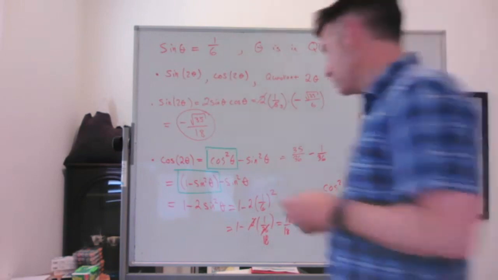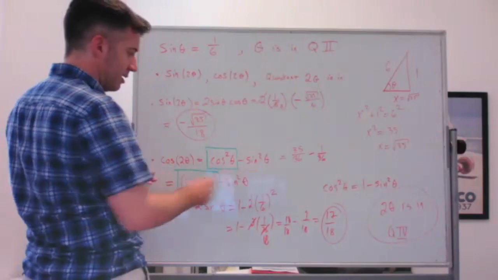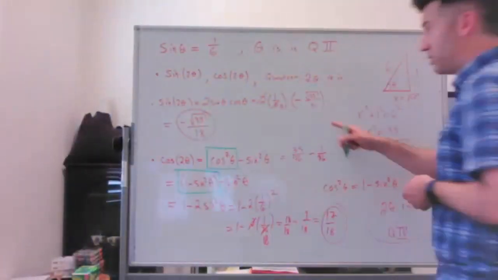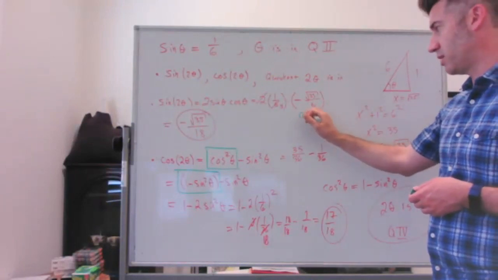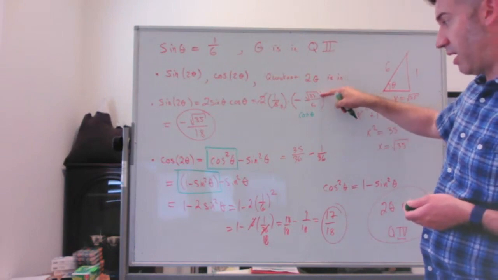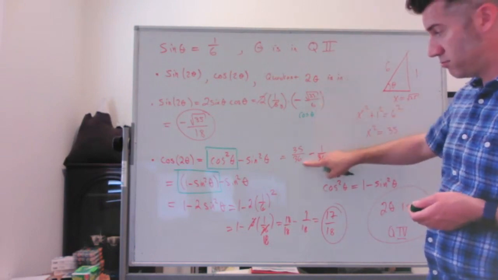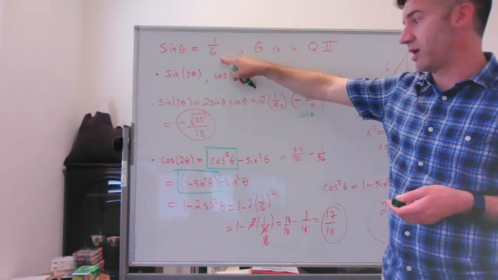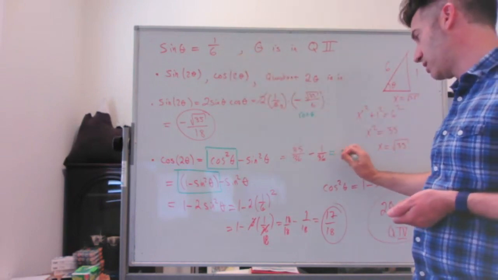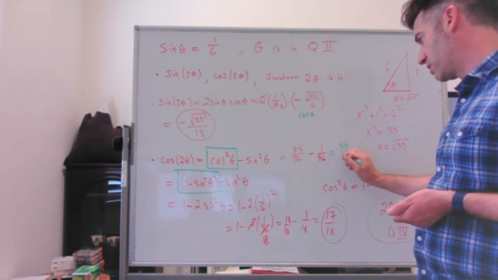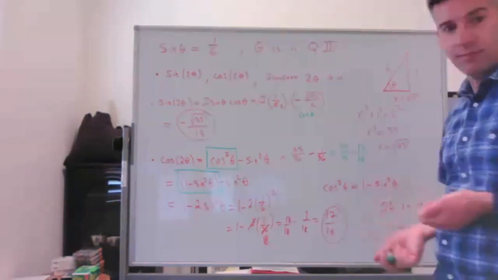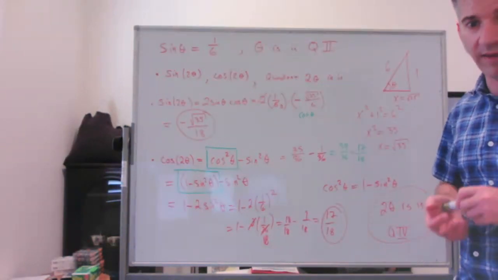Alternatively, you could also just use the original formula as is and say cosine squared, I'm just going to point out, that's cosine theta right there. Cosine theta squared is going to be 35/36. And sine squared theta is going to be 1/6 squared, which is 1/36. And if you subtract these, you get 34/36, which reduces to 17/18. Hopefully that clarifies what's going on.